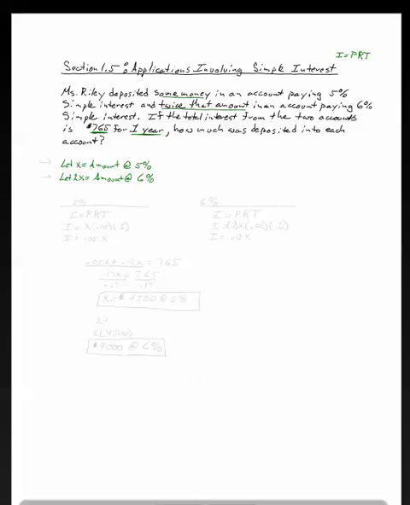So first, you calculate both interests separately. We'll make one column for 5% and one column for 6%. In both cases, we want interest equals principal times rate times time. So interest equals, at 5%, the principal is x, because that's the amount invested at 5%. The rate is 5%, so 0.05 as a decimal, and the time is just 1 year.